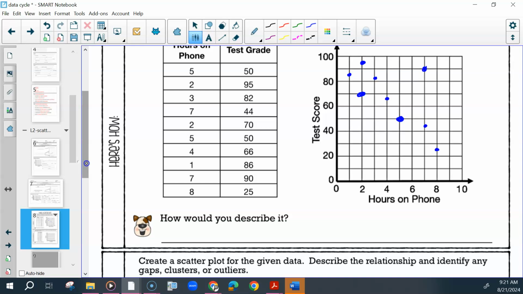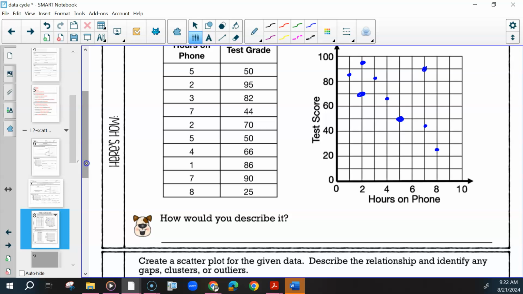Okay. And then if we had to describe this, what would you say about this? That even though in most cases it seems like the higher the number of hours on the phone, the lower the test grade, there are some exceptions to that. Okay. Like this one out here. Anyone else see anything that they want to say about how they see this? Or see something different?